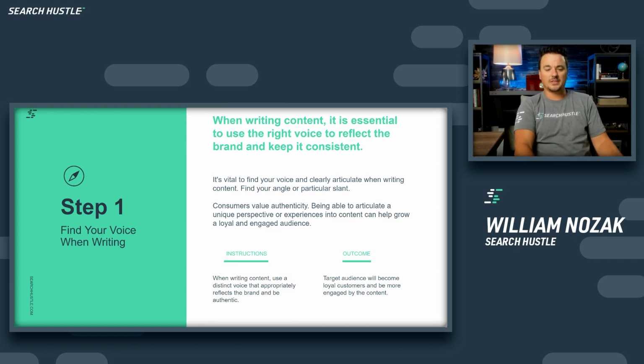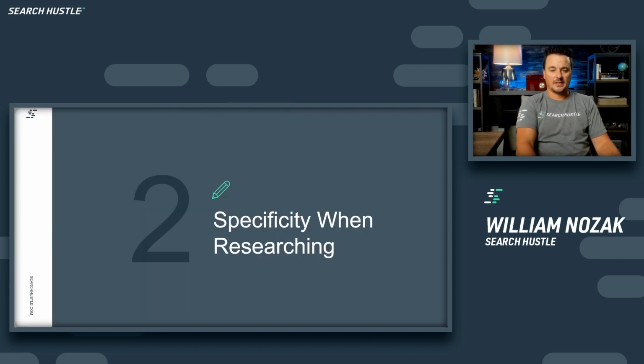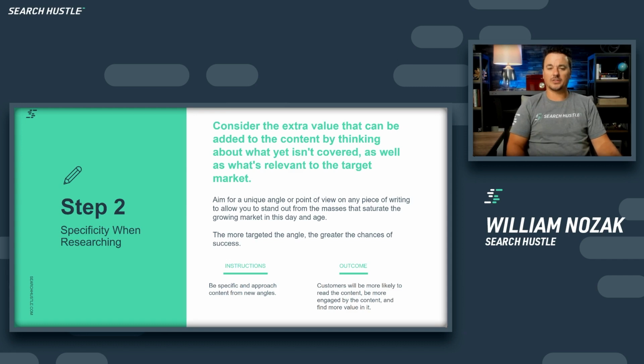So when writing content, use a distinct voice. And this is going to separate us from boring content. And it should reflect the brand. How are we trying to come across to the marketplace? Specificity when researching. Consider the extra value that can be added to the content by thinking about what yet isn't covered, as well as what's relevant to the target market. Certainly, what are people not saying, and how can we say those things? And then once we know our personas and our buying market, how can we repackage content and information so that they can use it for their specific situations and scenarios?